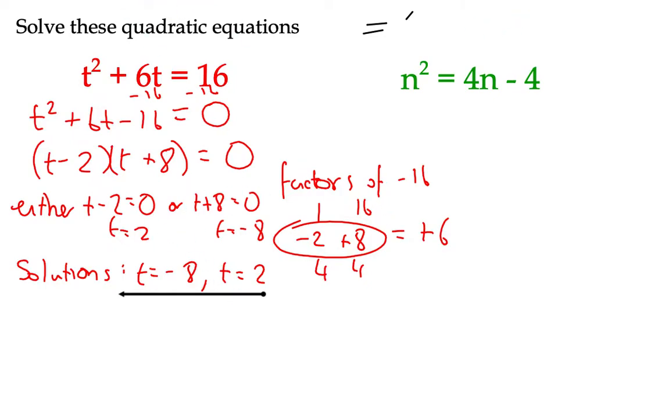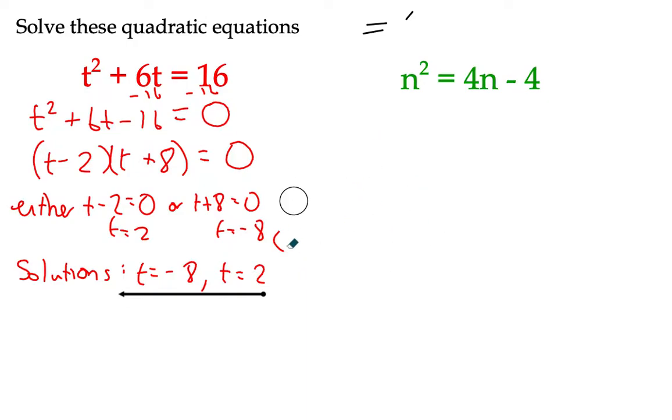Okay, you try the green one. n squared equals 4n minus 4. Pause the video if you want to try it yourself, because I'm about to go over it. Okay, let's do it. This time there's 2 terms on the right hand side, so effectively I have to subtract 4n from both sides, and I have to add 4 to both sides, so we end up with n squared minus 4n plus 4 equals 0.